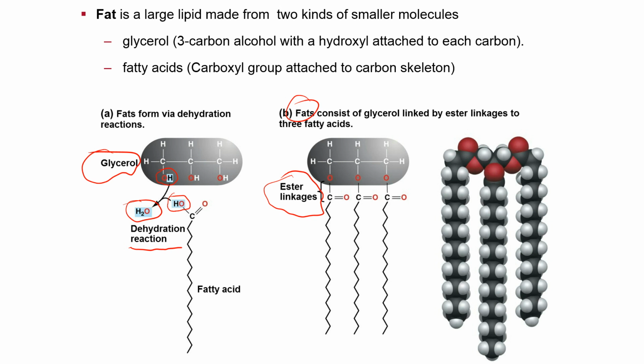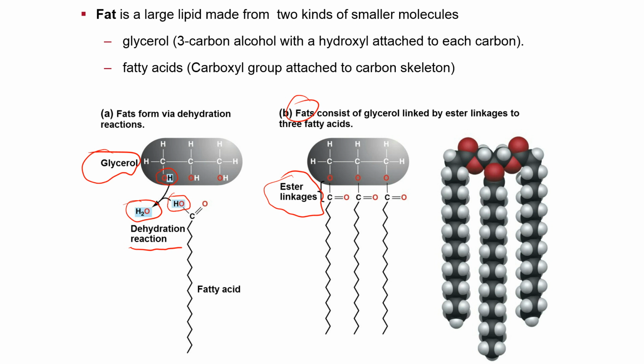So your fats can have fatty acid tails that vary in length. They can have fatty acids that are either all saturated or all unsaturated, or you could end up with a variety. You could have two fatty acid tails that are saturated and one unsaturated. You can end up with two that are unsaturated and one saturated.